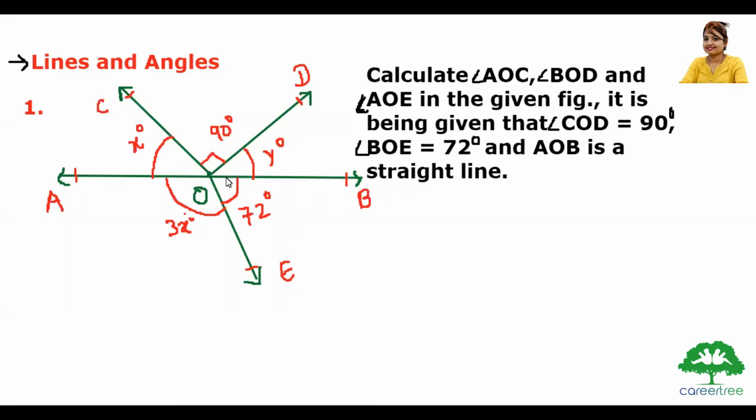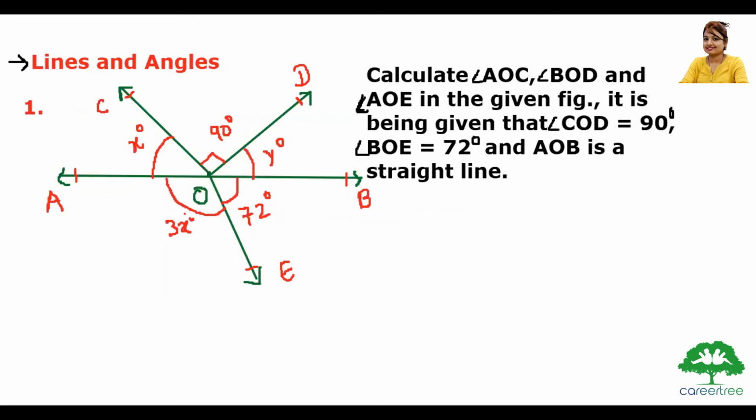And one more thing is given which is very important: AOB is a straight line. So first thing, if you see, AOB is a straight line, right? So we can write, since AOB is a straight line, angle AOE and angle BOE are a linear pair of angles. So angle AOE plus angle BOE will be equal to 180 degree, right?